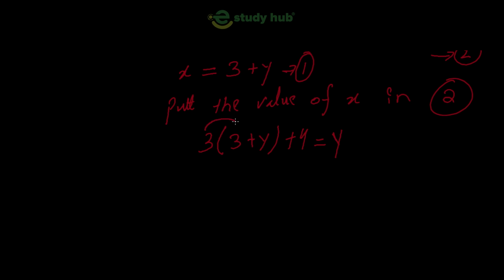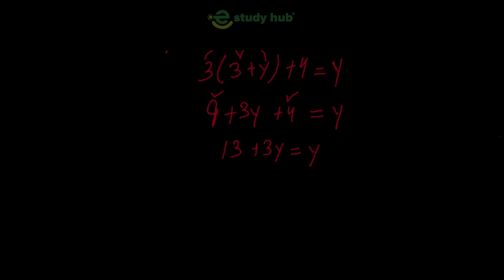So I'm going to multiply this 3 with this one and this one. It works like this: 3 times 3 is 9, and 3 times y is 3y, and plus 4 equals y. So I'm going to add the constants: 9 plus 4 we get 13, plus 3y equals y. Our task is to find the value for y. So I just bring that y here and this 13 here to find the value of y.